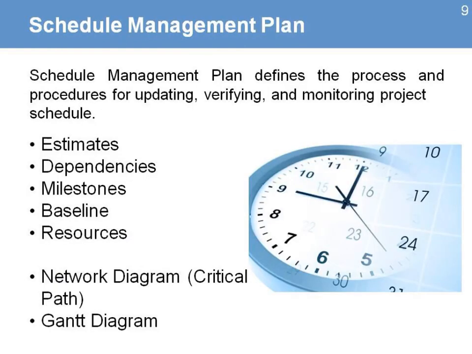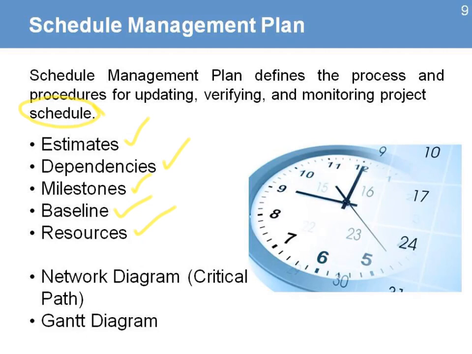The next plan is our schedule management plan. So that's where we're going to define the process and procedures for updating, verifying, and monitoring all our project schedule. So we have information about our estimates. We know how long each one of those activities is going to take. We also need to have information about the dependencies among those activities, information about specific milestones, information about how we're going to create a baseline, and the resources and people assigned to those activities. And that has an implication to time, and we'll look at that a little bit later.